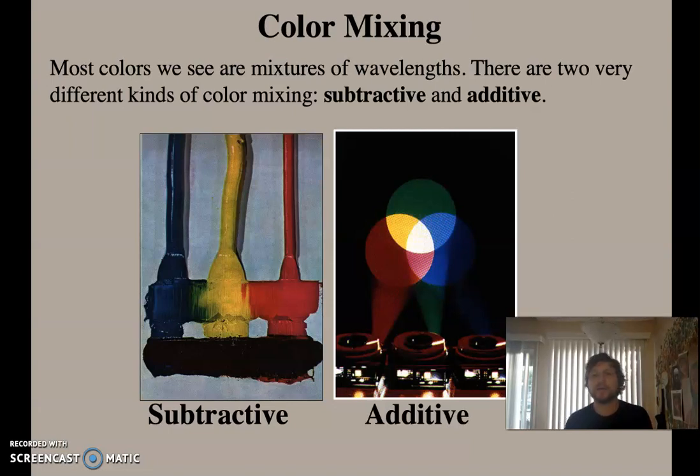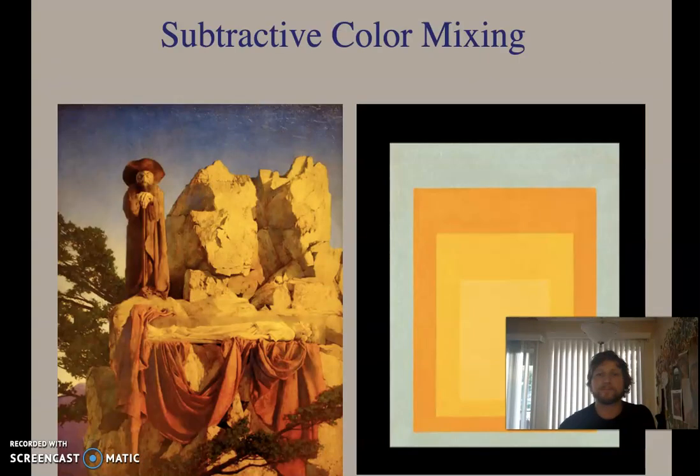Okay, so there are two main kinds of color mixing. There's subtractive, where you subtract out wavelengths of light, like when you put paint down on paper, and additive color mixing, like a computer screen or a television, where you're adding wavelengths of light to create new colors. If you're doing paintings, or cutting out colored paper and gluing it on top of each other, those are all examples of subtractive color mixing.